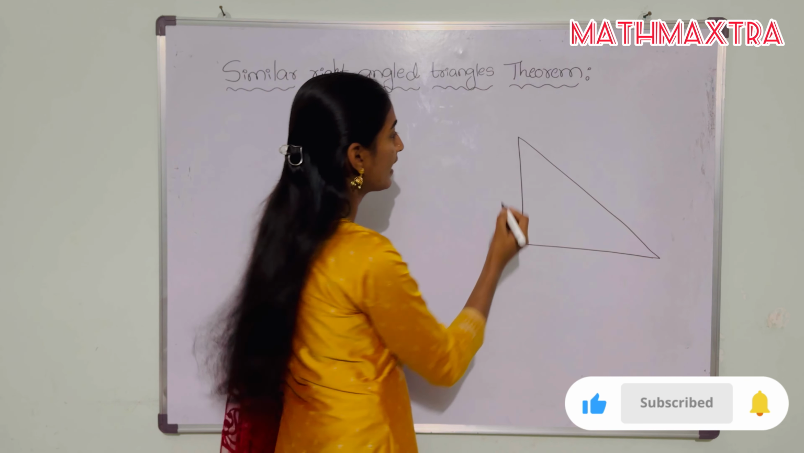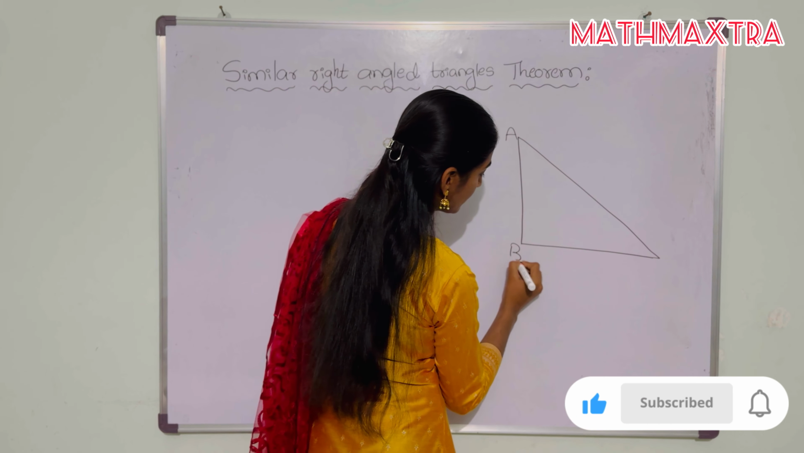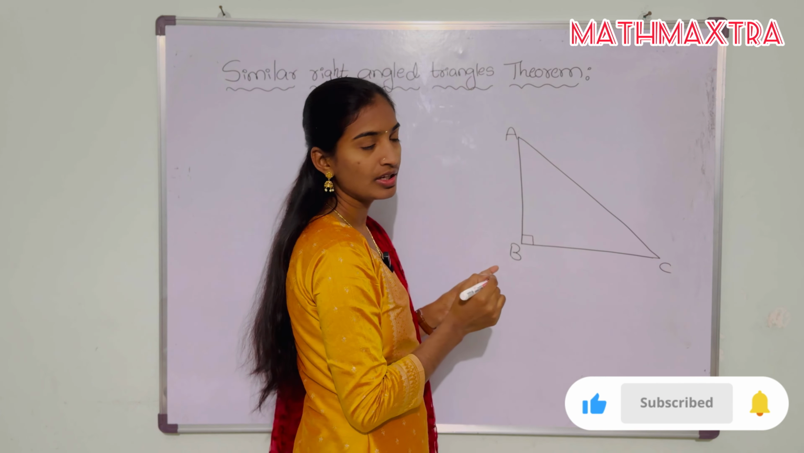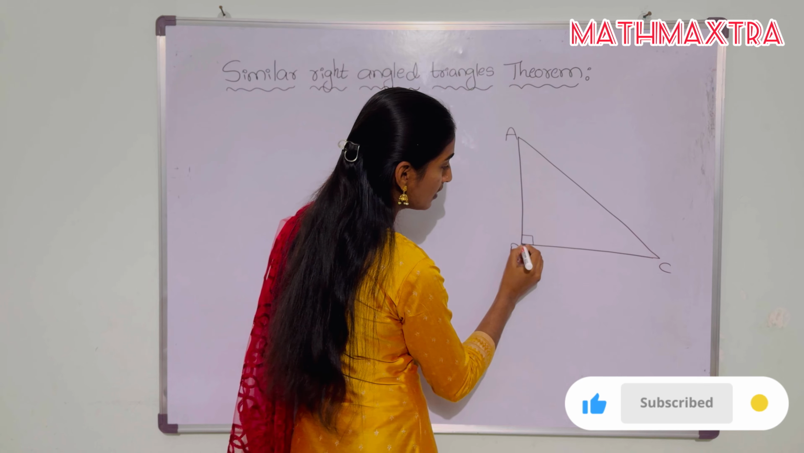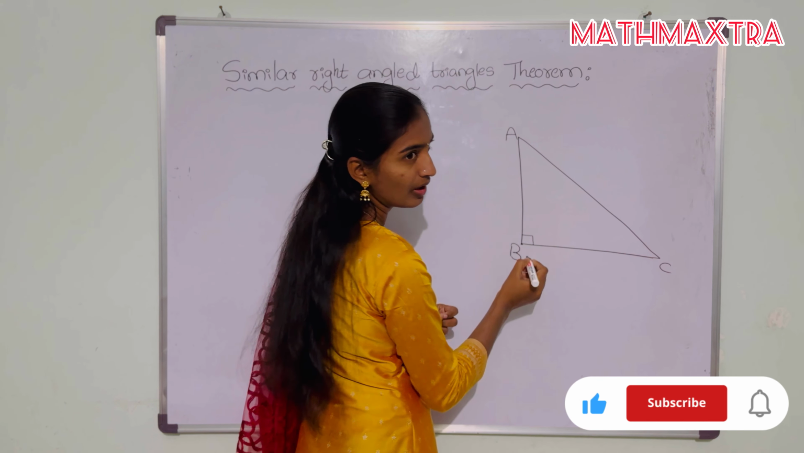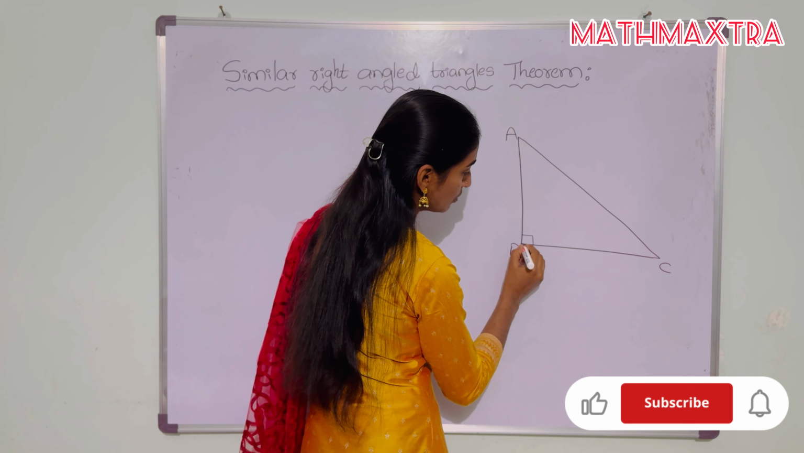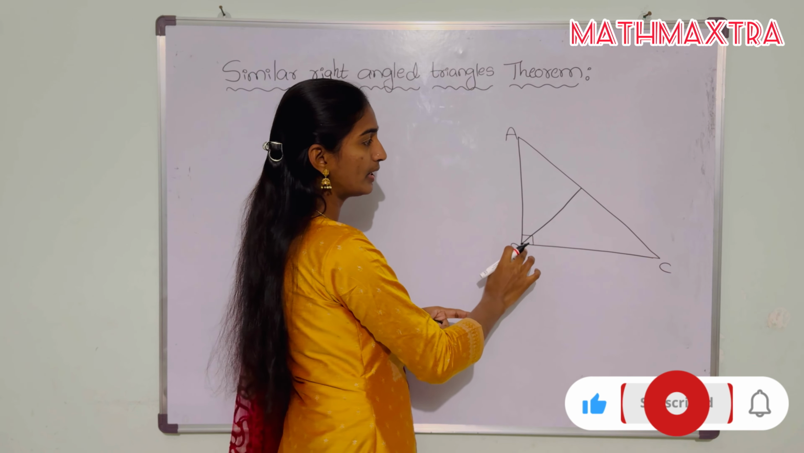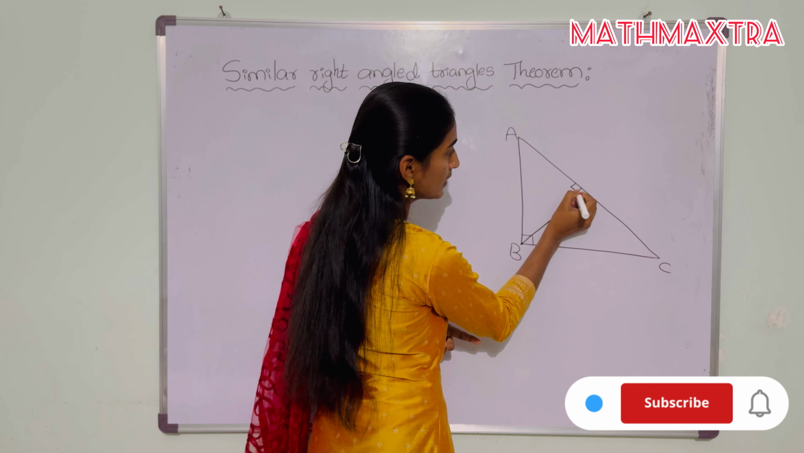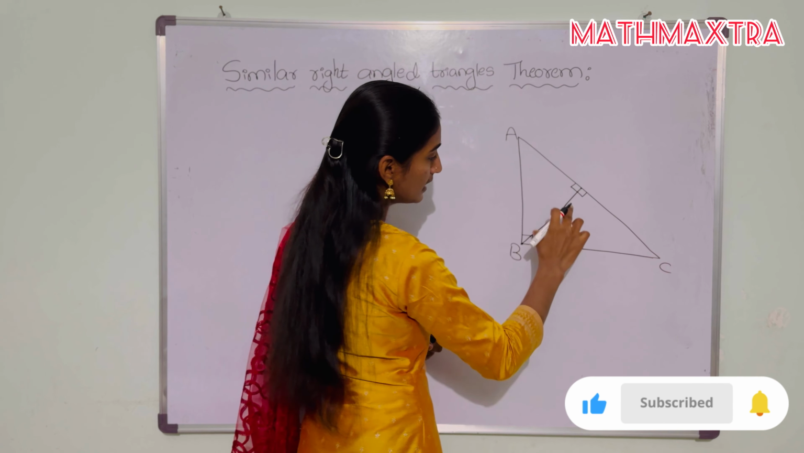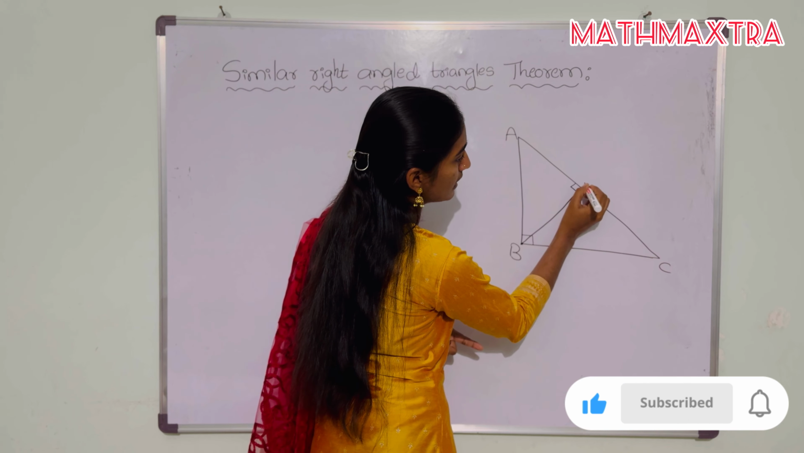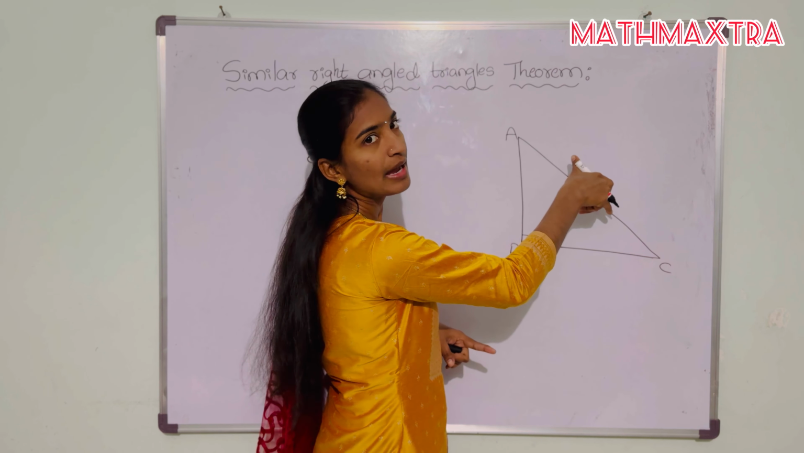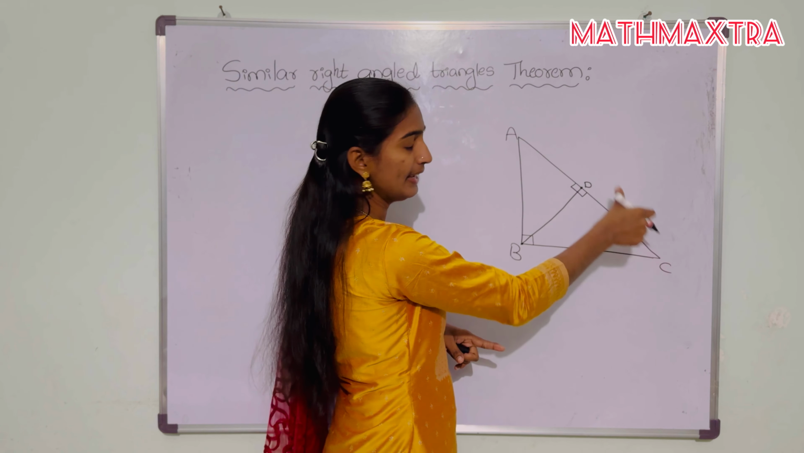See, this is a right angle triangle in which angle B is equal to 90 degrees. So you draw one perpendicular from the vertex at the 90 degrees to the hypotenuse. Then this point we call D. This perpendicular BD divides the hypotenuse into two parts, that is AD and CD.